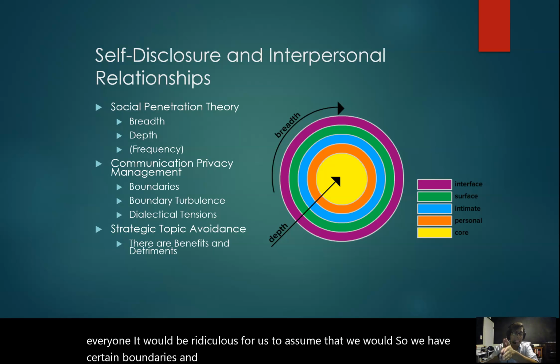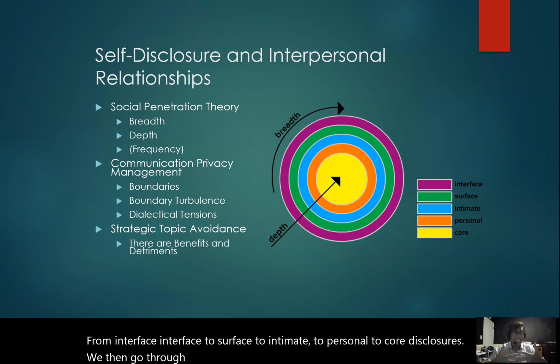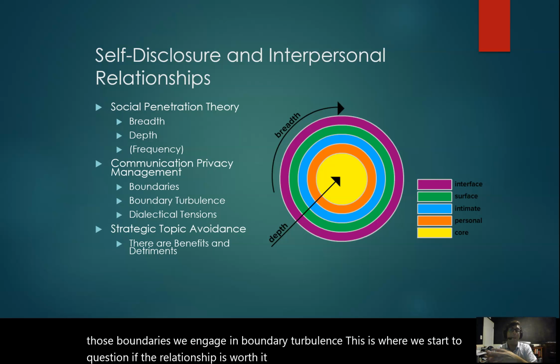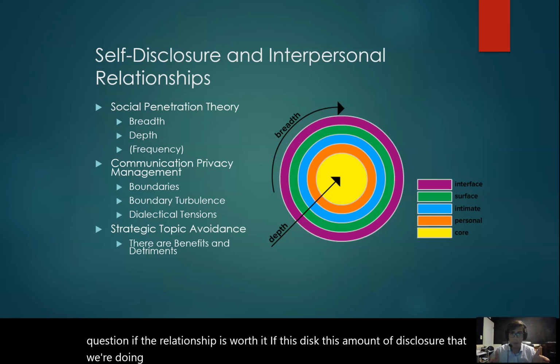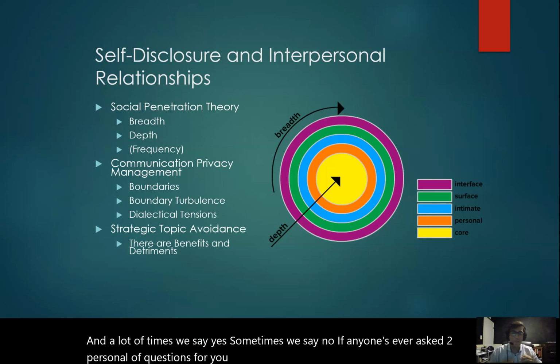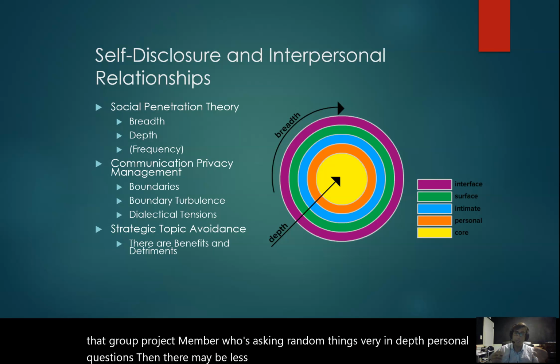And as we delve deeper in depth of disclosure from interface to surface to intimate to personal to core disclosures, we then go through boundaries, and when we go through those boundaries, we engage in boundary turbulence. This is where we start to question if the relationship is worth it, if this amount of disclosure that we're doing is worth the relationship. And a lot of times we say yes, sometimes we say no. If anyone's ever asked too personal of questions for you, maybe that random person on the bus, or maybe that group project member who's asking random things, very in-depth personal questions, then there may be less of a relationship just because there's too much boundary turbulence.